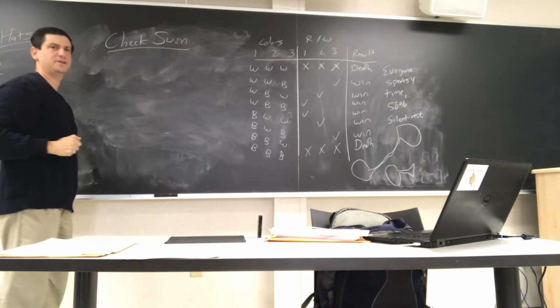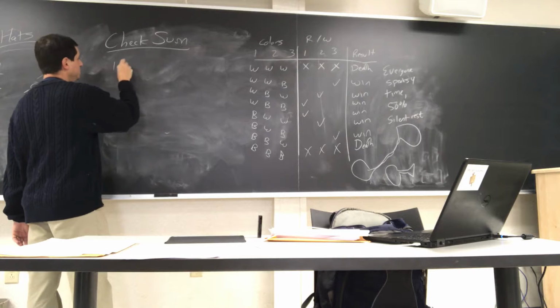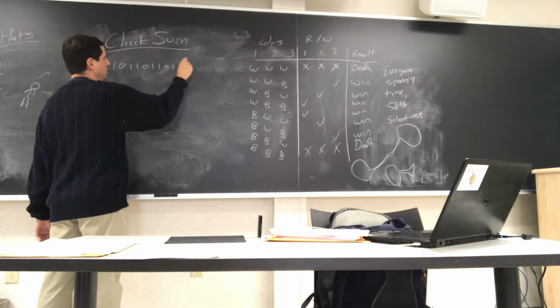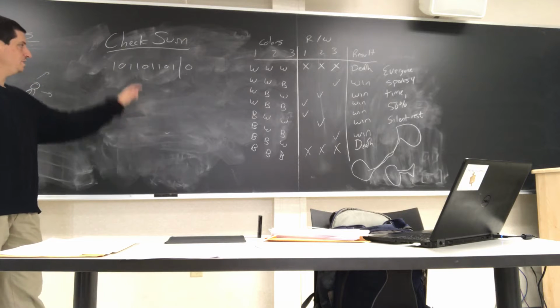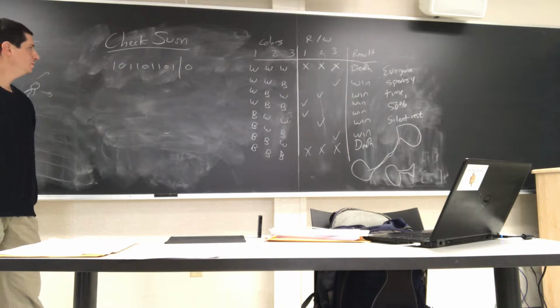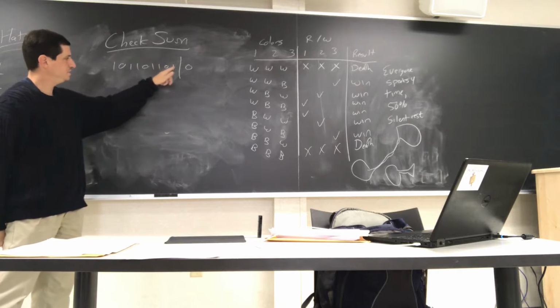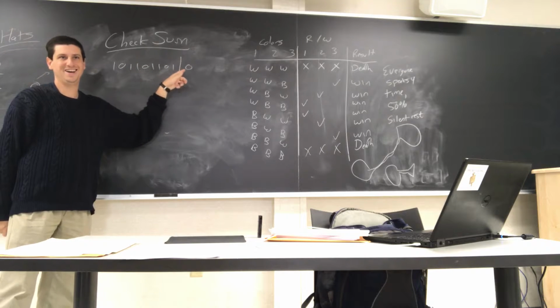I think they often do this with like book codes. So maybe I have 101101101101, and then the checksum is 0. So it's 0 if the sum here is even, 1 if the sum is odd. So 1, 2, 3, 4, 5, 6. It's an even number, thank God, and I got a 0 here.